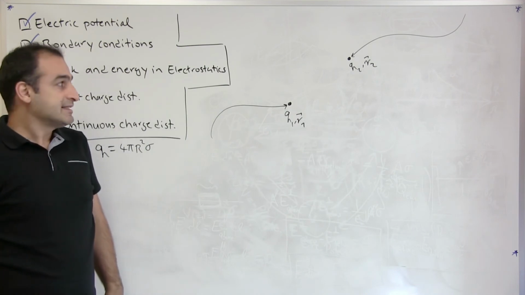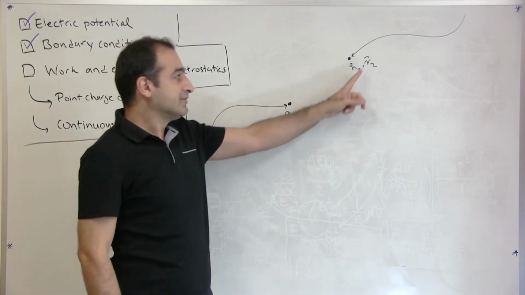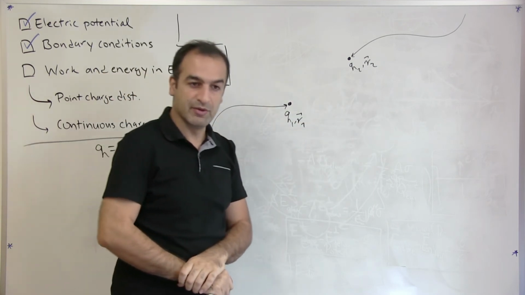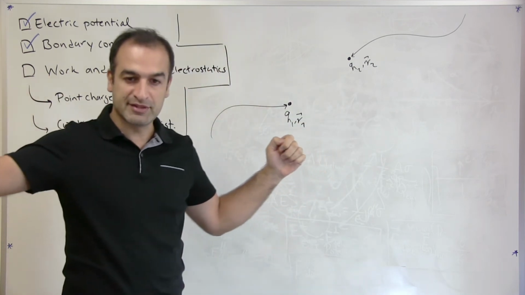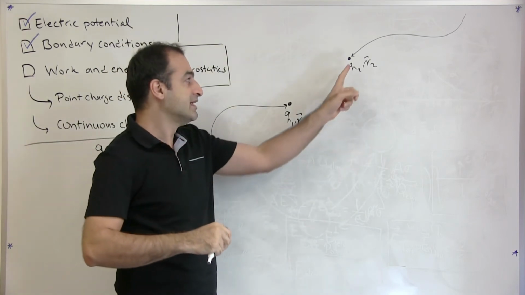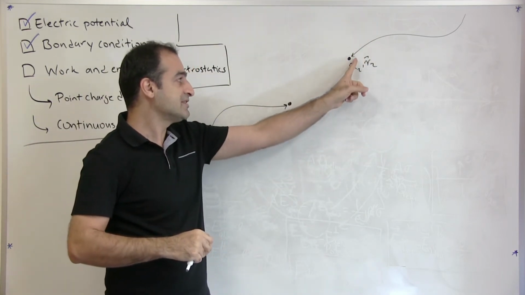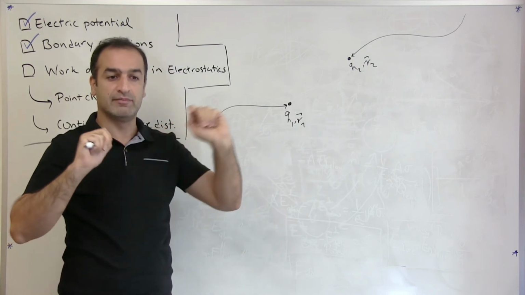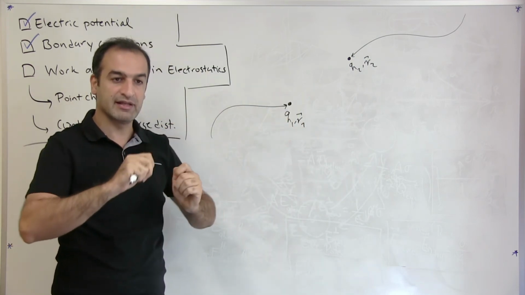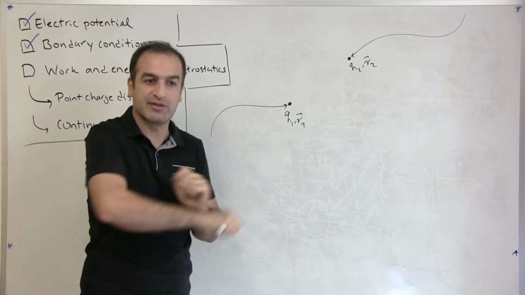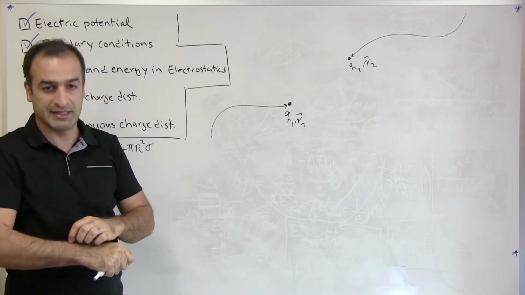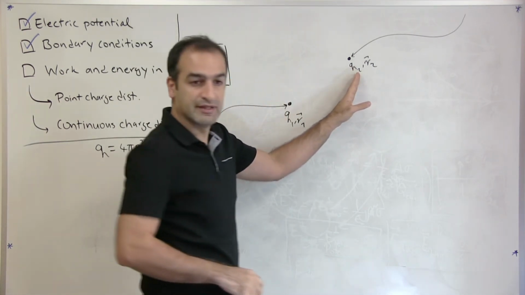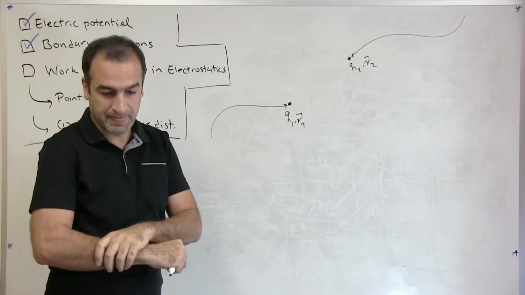Now the difference is that when I'm bringing Q2 from infinity to here, it's not free anymore. I need to do some work to bring it here because all the way from infinity to this point, Q2 is interacting with Q1. If, let's say, they are both positively charged, they are repelling each other. So I need to do some work to bring it here. Bringing Q2 here will cost me some energy and work.